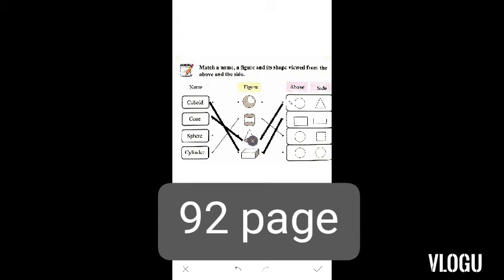Circle and triangle. Sphere. The figure viewed from above and side. Cylinder, already shown for you. Here is the answer pattern.